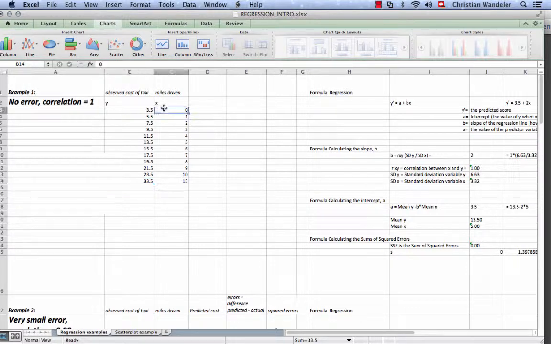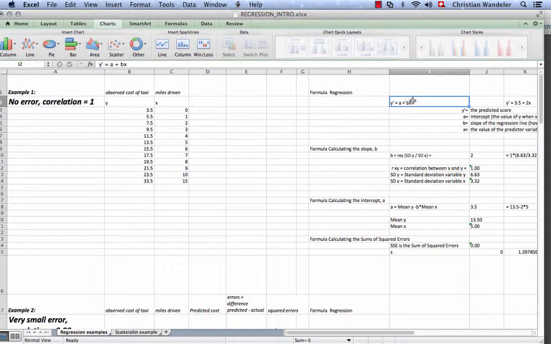You know there's a flat fee. Even if you drive 0 miles, there's a $3.50 flat fee just for getting into the taxi, right? And then you know for each mile I have to pay $2, right?